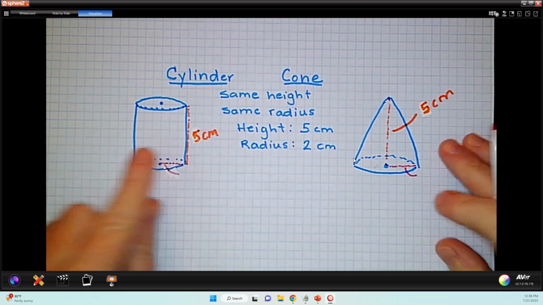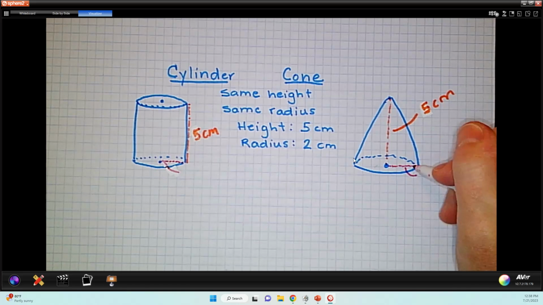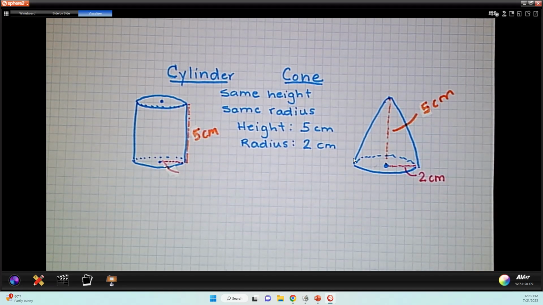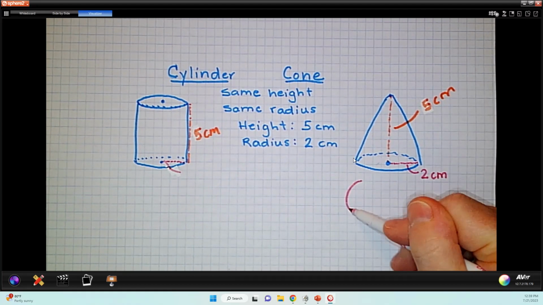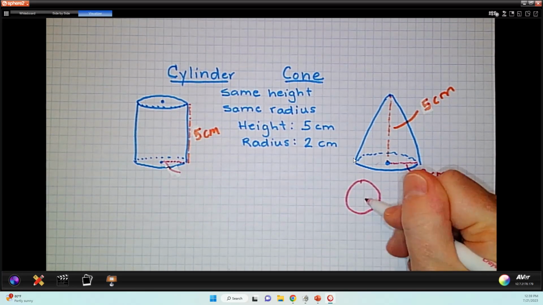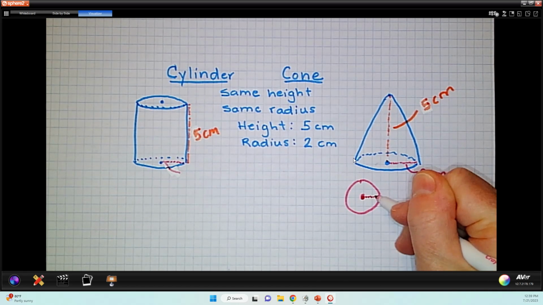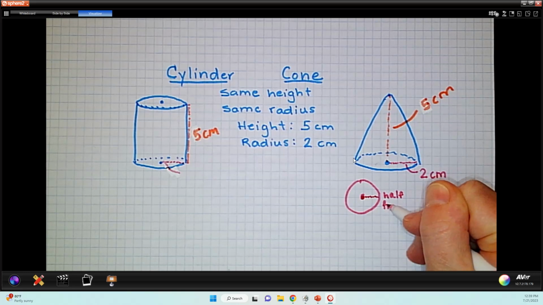So I can see the heights are the same. And then the radius is 2 for both. So here's our radius, half of the circle of the base. So half radius is halfway across the circle. So again, we review with students from prior units that if you're looking at a circular base, the radius is half from the center.